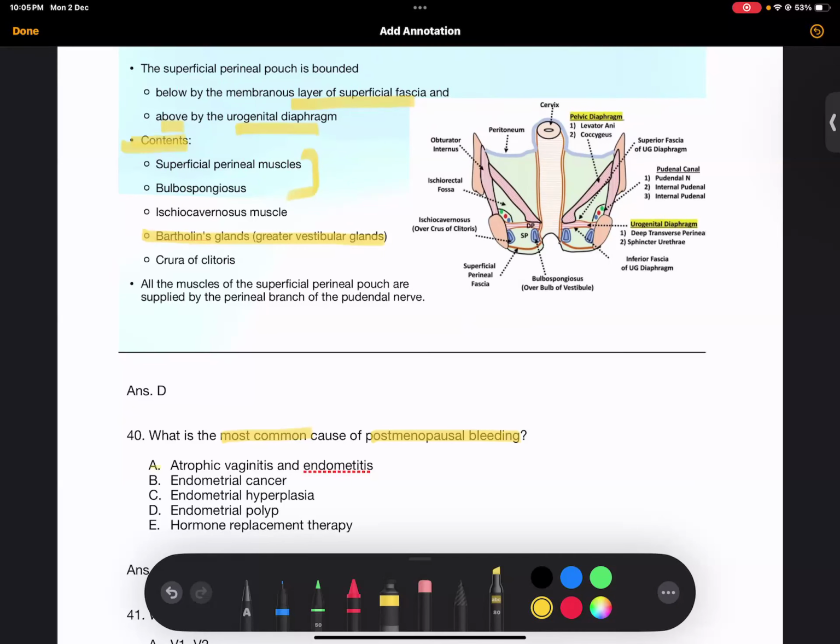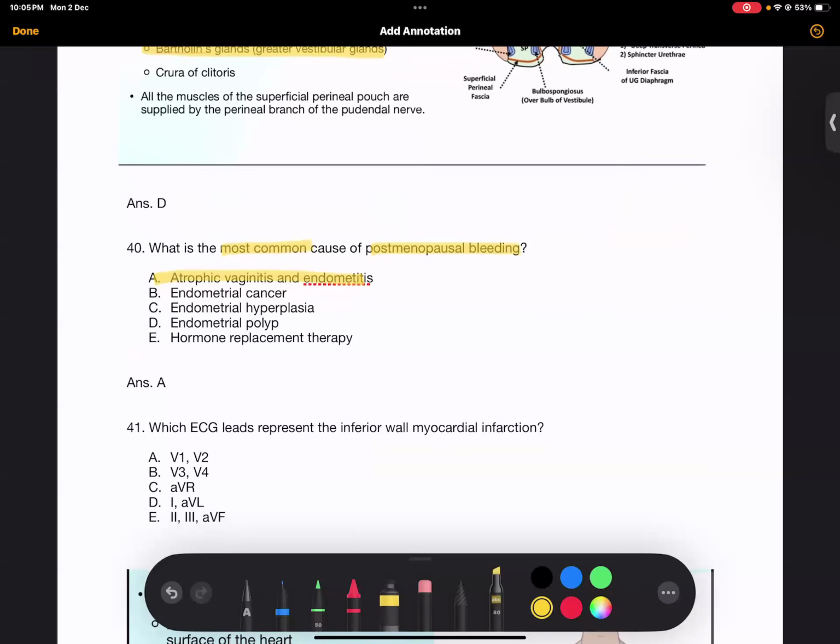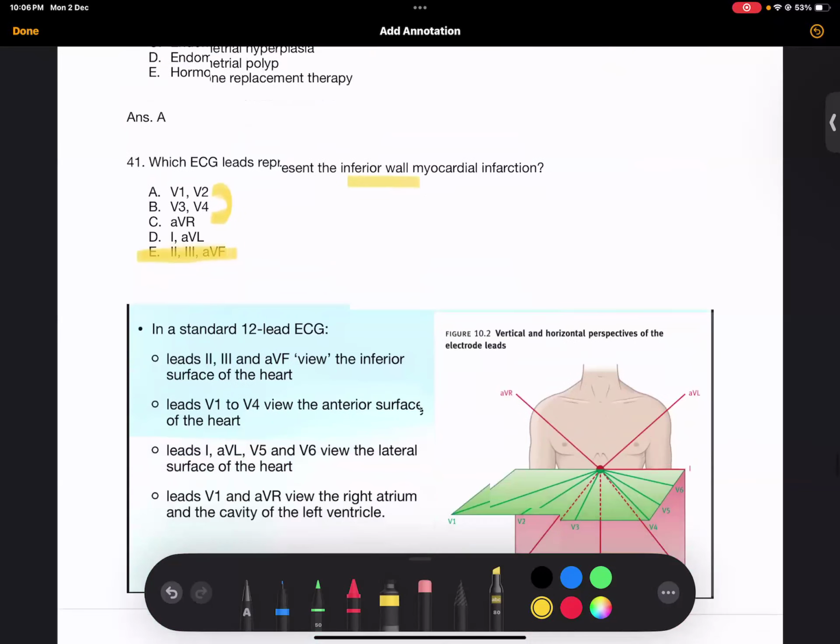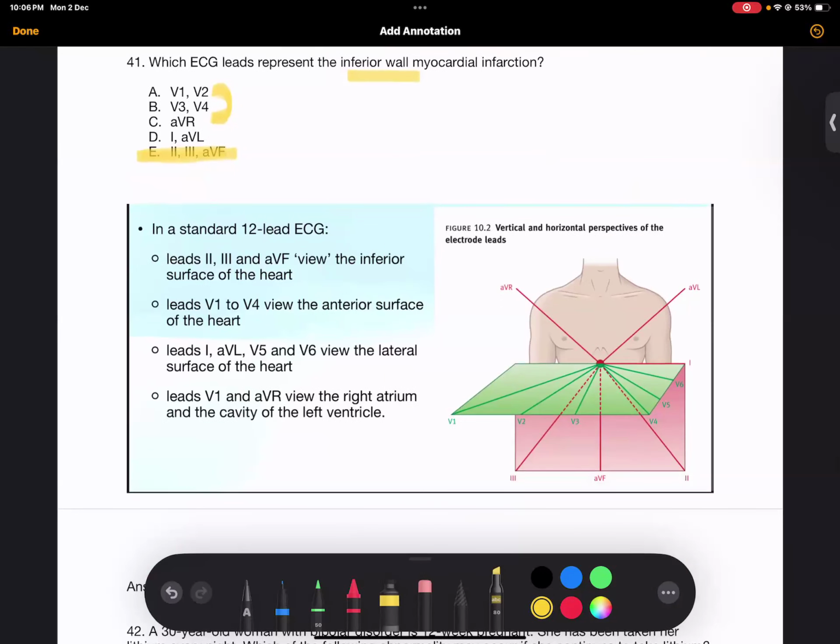Which ECG leads represent inferior wall MI? These three things are also important to remember for diagnosing on ECG: inferior wall, lateral wall, and anterior wall MI. These leads, V1, 2, 3, 4, are your chest leads, so these are your anterior. And then yes, 2, 3, and aVF are your inferior wall MI. If you just see this figure as well, 2, 3, aVF are your inferior wall.